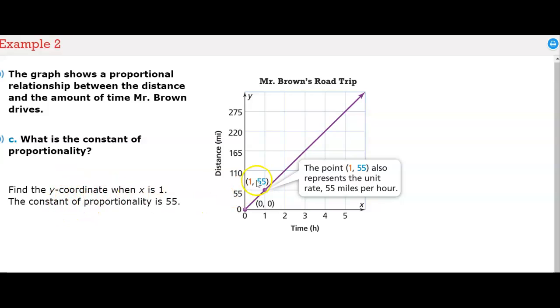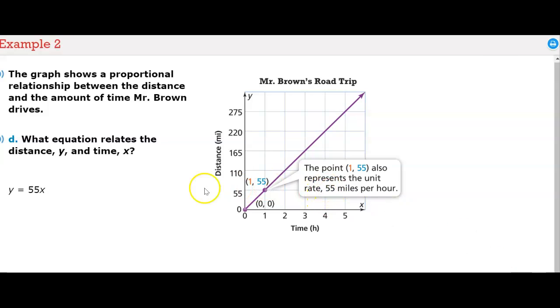And if you look, the y coordinate, when x is 1, that's going to be your constant when it's at 1, because that's like a unit rate. So that becomes your constant. So y is equal to 55 times x, and you would be able to apply that 55 to every point on this number line to graph a different point.